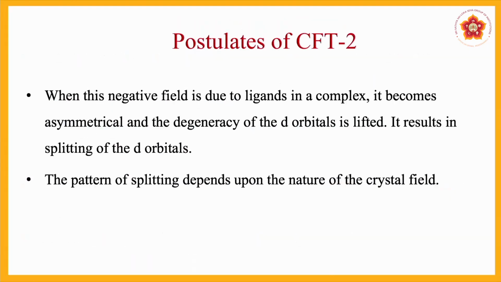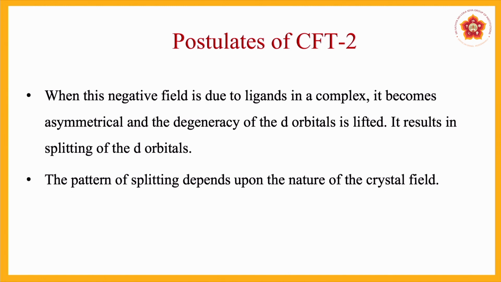Seeing the further points of this, we can see that when the negative field is due to ligands, it becomes asymmetrical and the degeneracy of the d orbitals is lifted. Here, lifted indicates that all 5 d orbitals which were at the same energy level are now not so, and they are split into different types. That pattern of splitting depends on the nature of the crystal field. If the ligands are very strong, the splitting will be very high. It means that the gap between the two will be very high. If the ligands are weak, the gap will also be comparatively less.